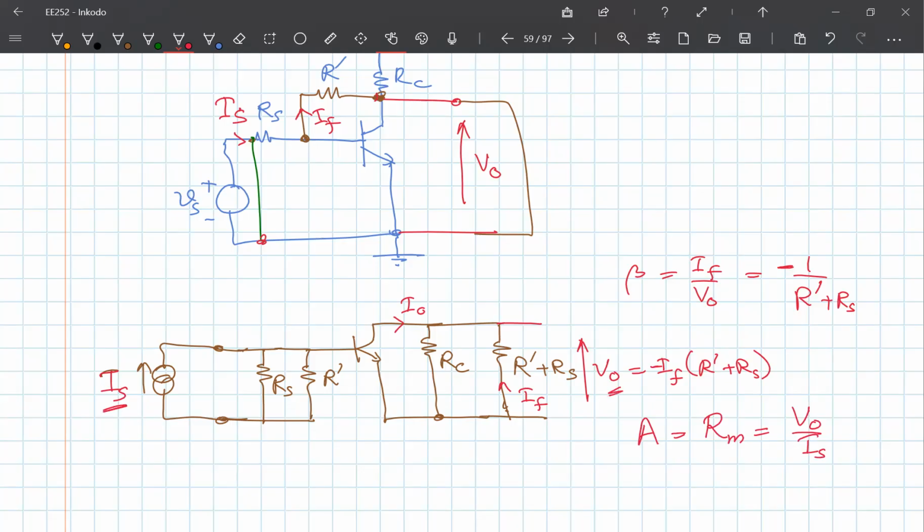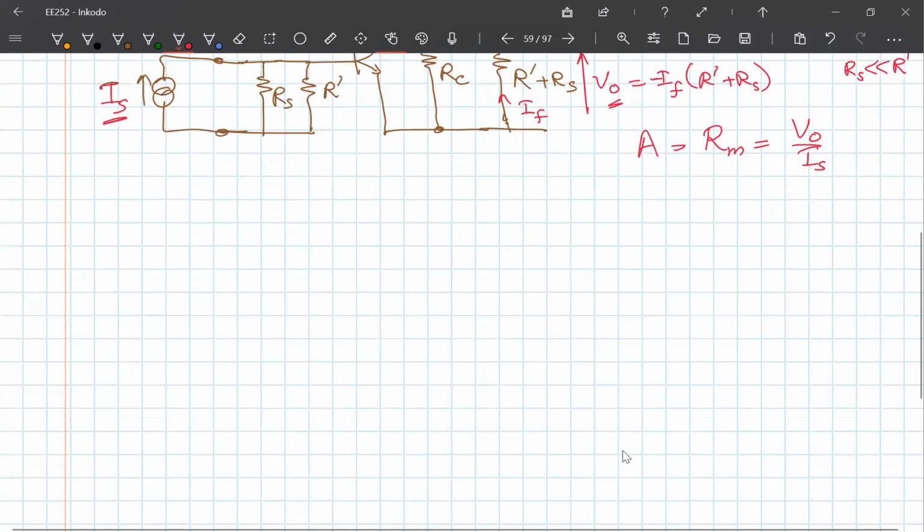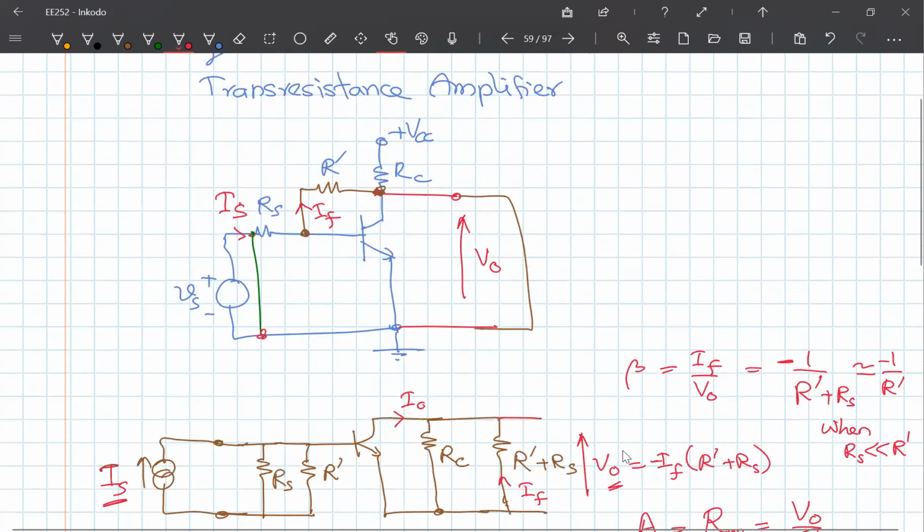So once you have beta and A, you can find all the other quantities. Okay. So this value will be roughly equal to 1 over R dash when RS is much less than R dash. Okay. Hopefully this is clear enough. Any questions so far? I think we have basically covered everything that we have to cover, except that I will summarize these quantities. Any questions so far, guys?